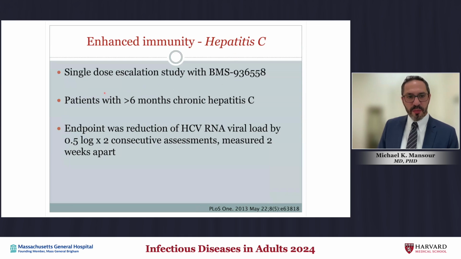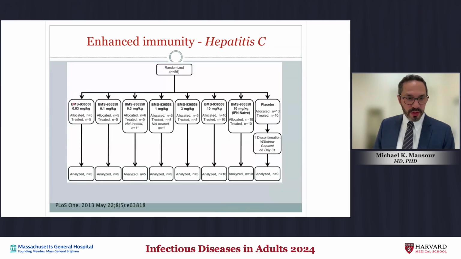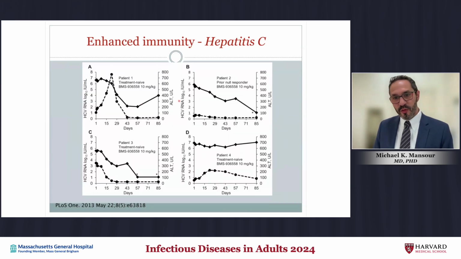Hep C is another example, where a single dose escalation study in individuals with chronic Hep C received a checkpoint inhibitor, where the endpoint was reduction of HCV RNA. And so this was the schematic. They did a dose escalation study, and they saw indeed that there were very profound responders where you saw a significant reduction in hepatitis C viral loads. These are in chronic viremic patients. And so by adding a checkpoint inhibitor, you've enhanced an anti-Hep C T cell response, and you saw a reduction in the Hep C viral loads.